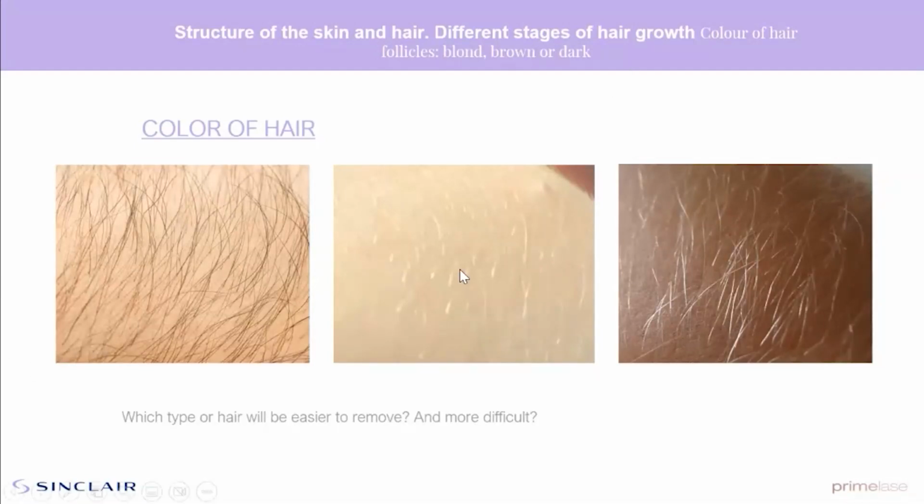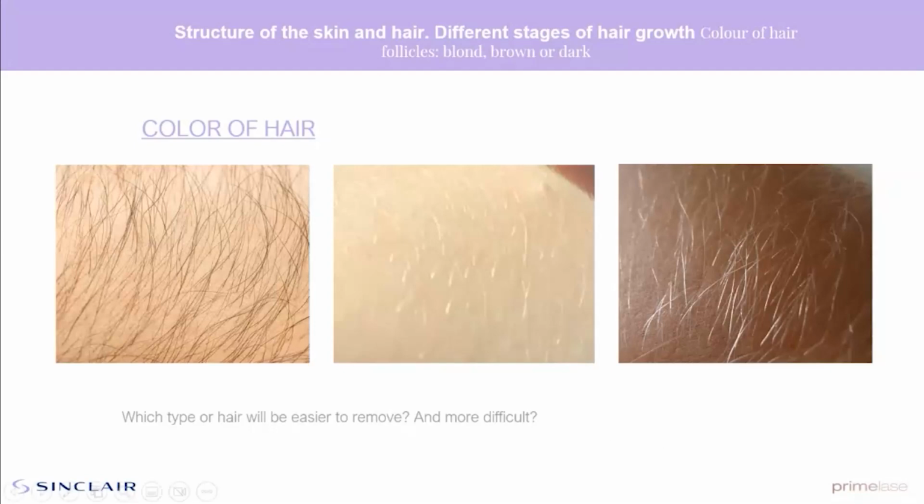What happens in the second case? Where is the melanin located? There's no melanin in the hair, but also no melanin in the skin. So in this case, there's no danger. We can perform treatments with no problem, but we need to consider that the efficacy will be more problematic.